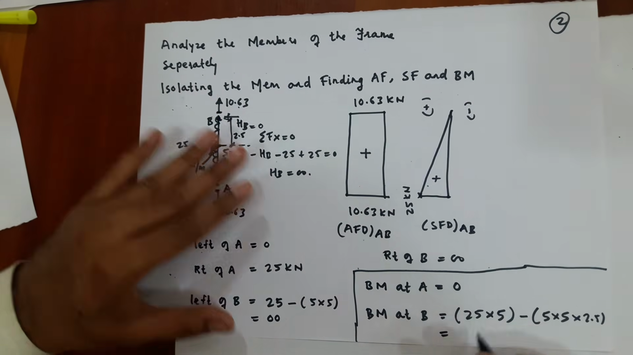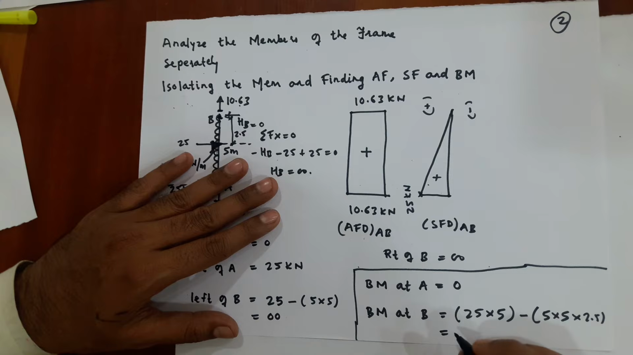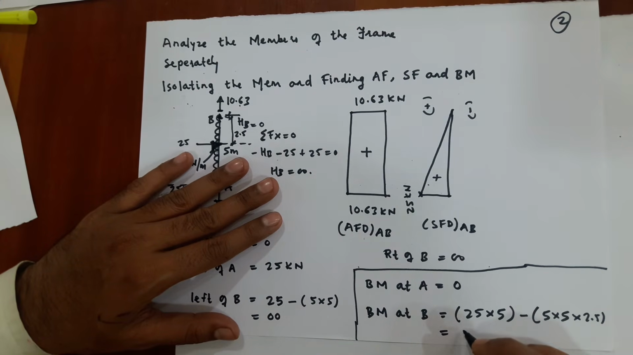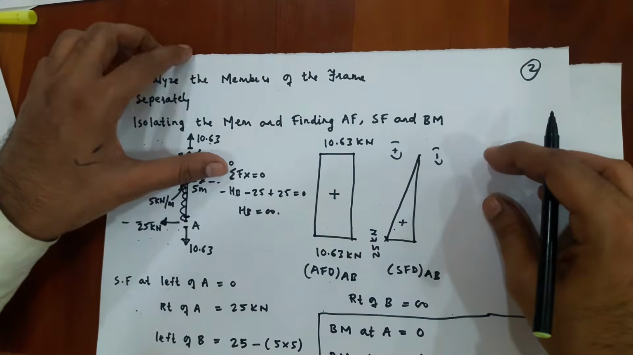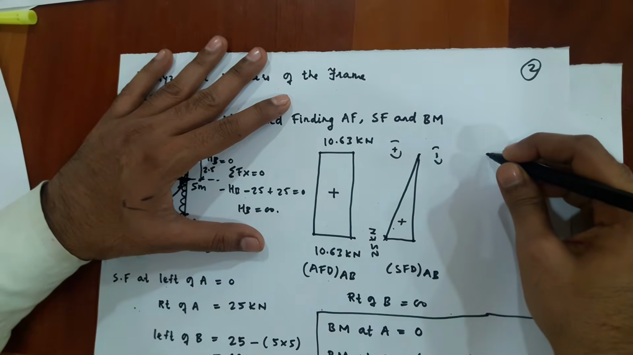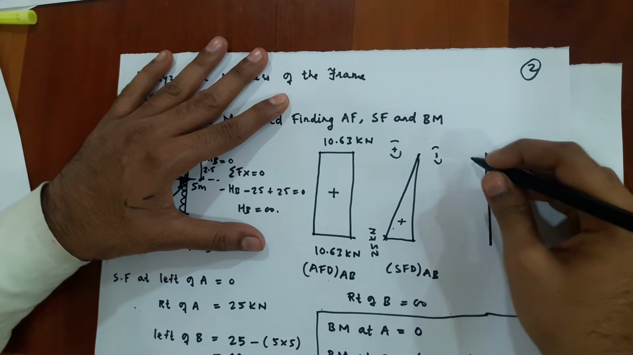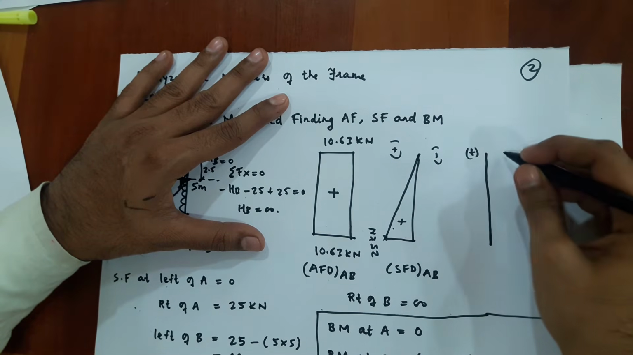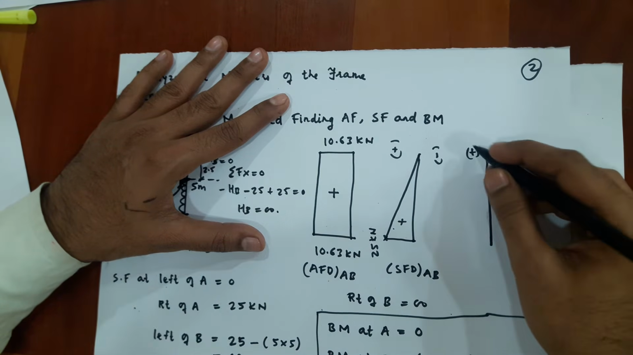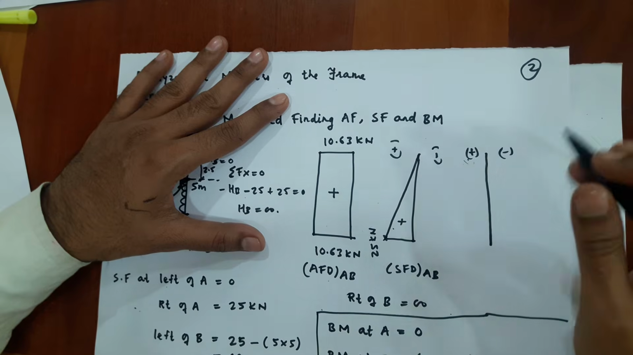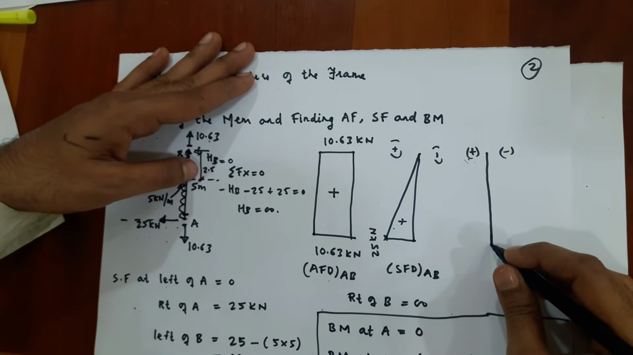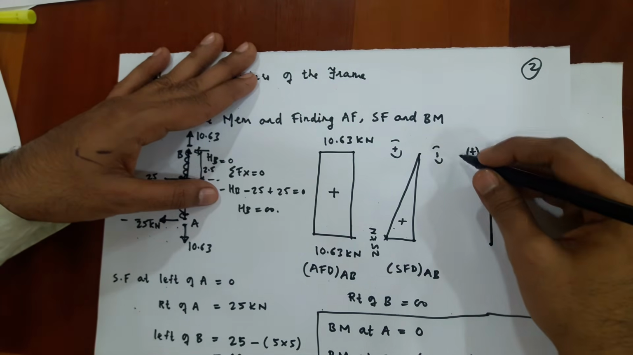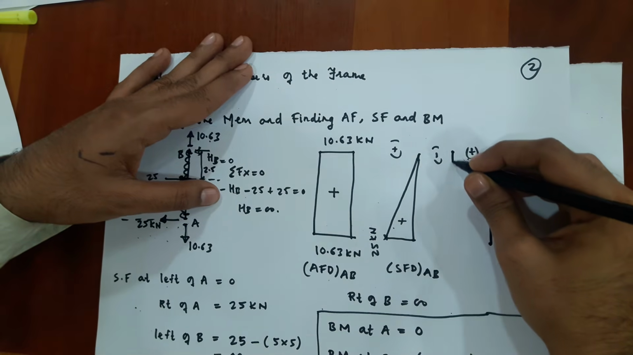So the bending moment at B is 62.5 kilonewton meter. Now draw the bending moment at point B. Draw the datum: above indicates positive bending moment, below indicates negative bending moment. So the bending moment at A is 0 and the bending moment at B is 62.5.